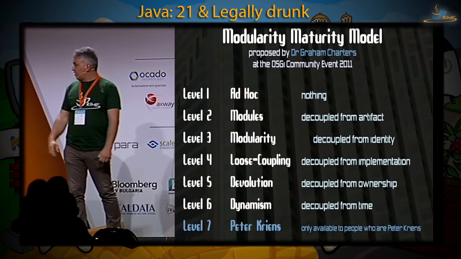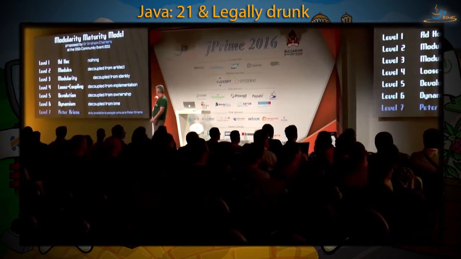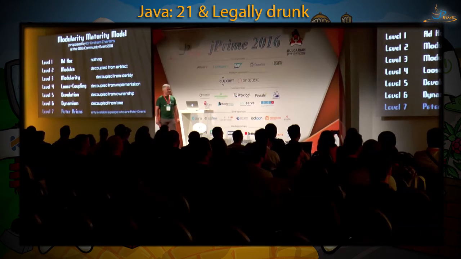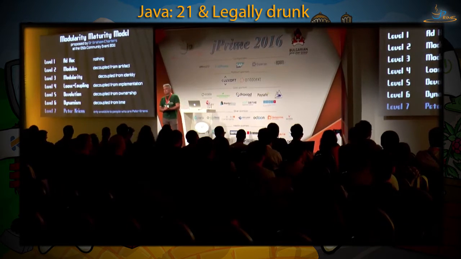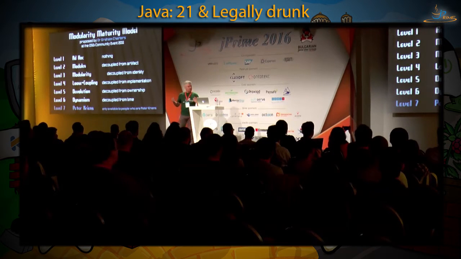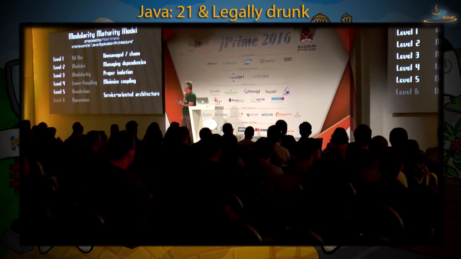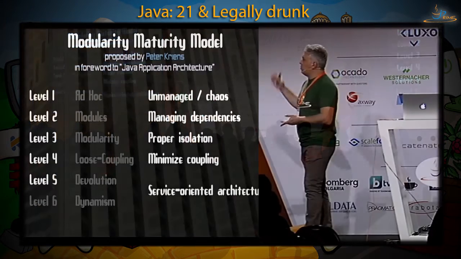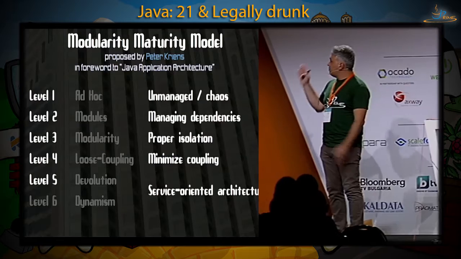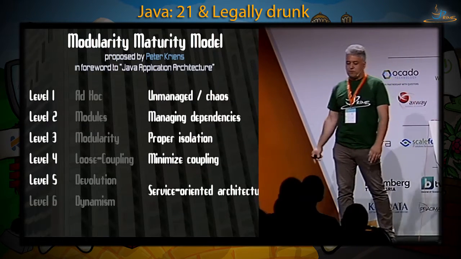He actually defined a level 7, which is called Peter Kriens, and it's only available for Peter Kriens. If you don't know Peter Kriens, he's the lead architect at the OSGi Alliance, and the way he says it, he's eating and breathing modularity. But that's not what I'm going to talk about. So Peter Kriens then took this over in a book, Java Application Architecture. He didn't write the book, but he did the foreword for the book.